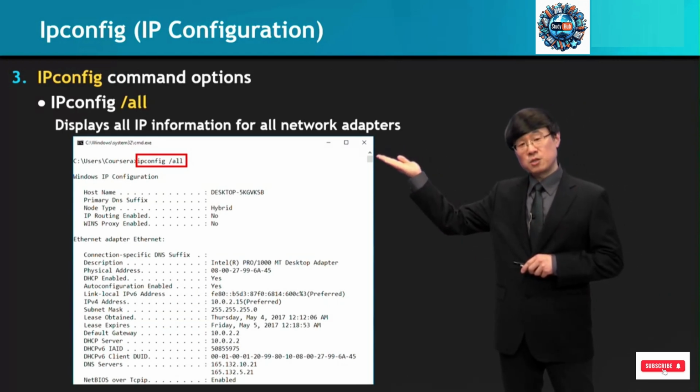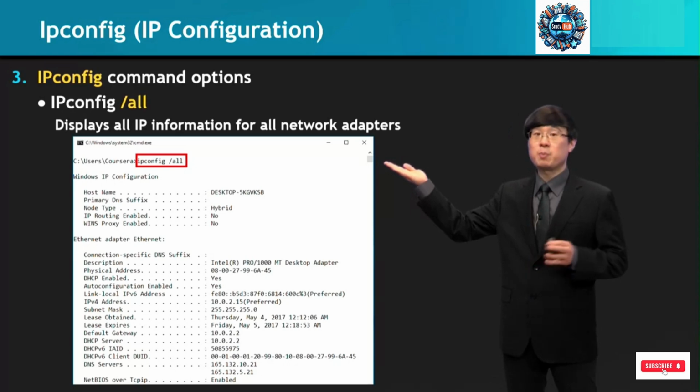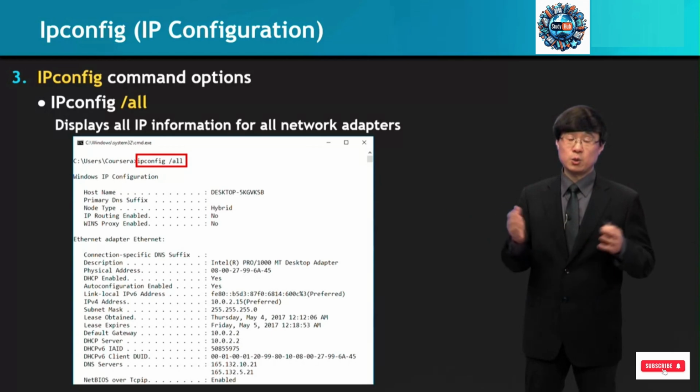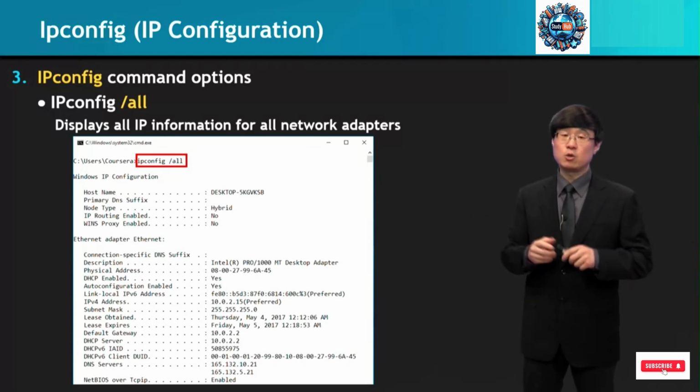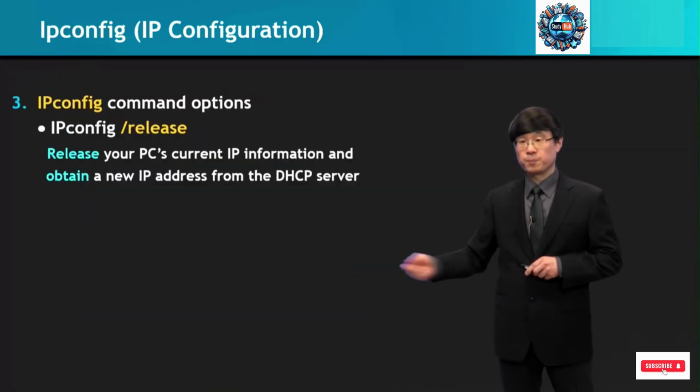You have some options to use, and among them, the /all option is the most powerful. It gives you all the information related to your IP configuration that you're going to use on your network. And you can see all the information down there.